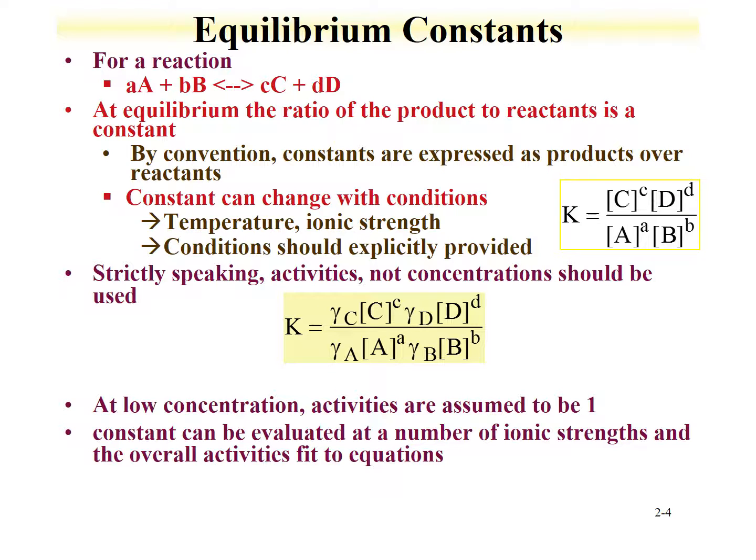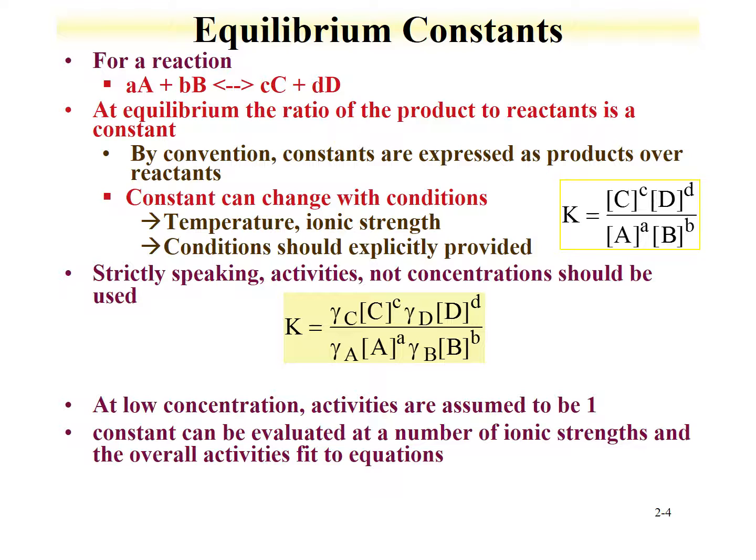For any reaction at equilibrium, we can evaluate a constant that should describe the concentrations. So here we have a generalized reaction, A plus B going to C plus D. At equilibrium, the ratio of the products and reactants is defined as a constant, and by convention, these constants are expressed as products over reactants. In the equation, we get some constant that is equal to the products raised to the exponent of their stoichiometry divided by the reactants.